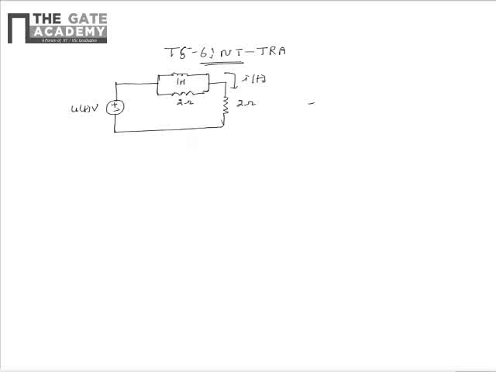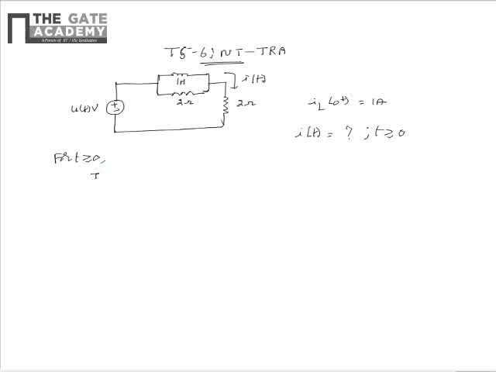It is given that the initial value of the current through the inductor, that is IL of 0 plus, is equal to 1 ampere. We need to find the value of I of t for t greater than or equal to 0. So from the given data, we need to analyze the circuit for t greater than or equal to 0. As the circuit contains the inductor, first let us find the inductor current. Based on that, we will evaluate I of t.